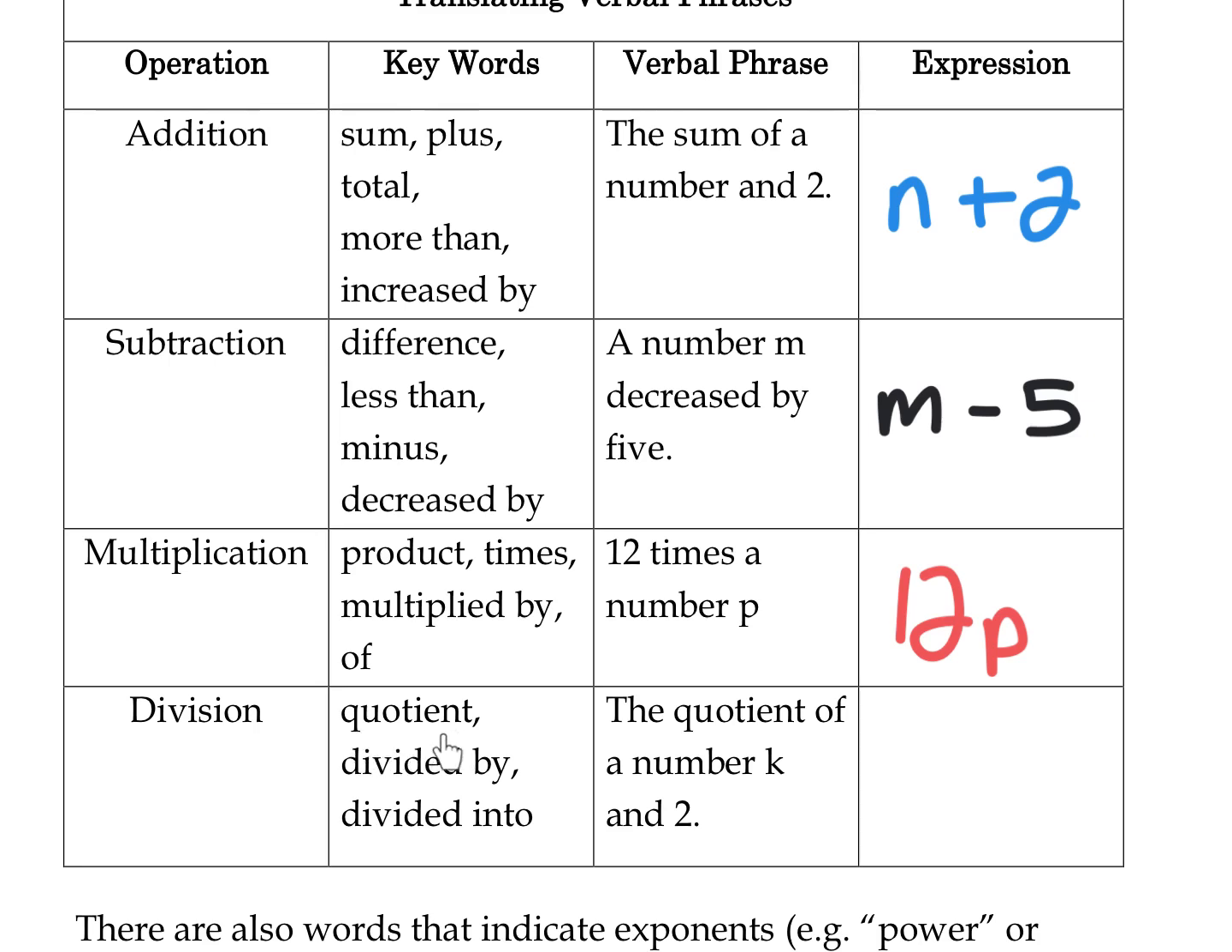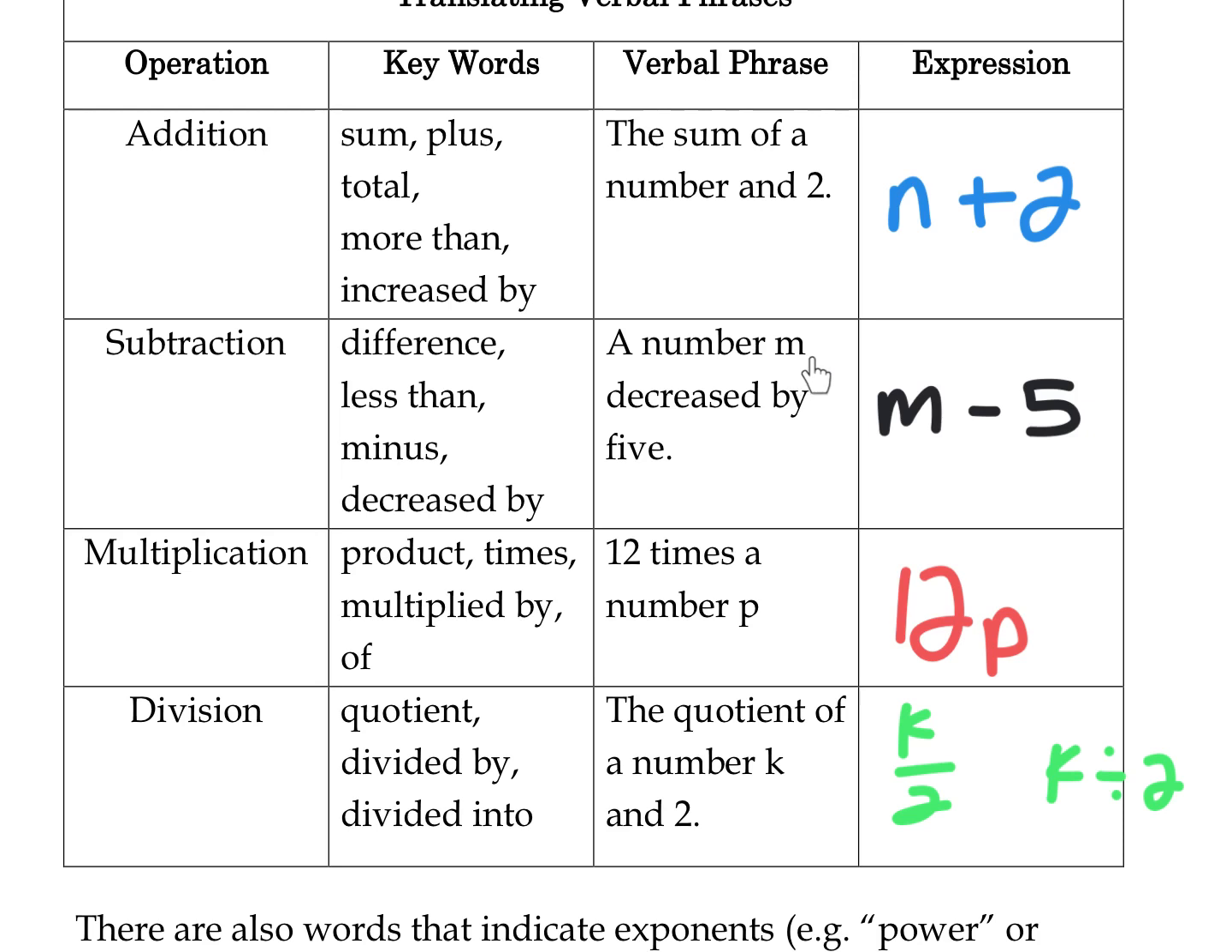Division, quotient. Quotient can be one that's a little tricky to remember. Sum, difference, product, quotient are some of the key ones we use for addition, subtraction, multiplication, and division. We also might see divided by, divided into. In this case, the quotient of a number k and 2. So when we have the quotient of k and 2, we can write that as k over 2. You could also write that as k divided by 2. Fractions are a typical way to write some division, so keep in mind that is division, a numerator divided by a denominator.